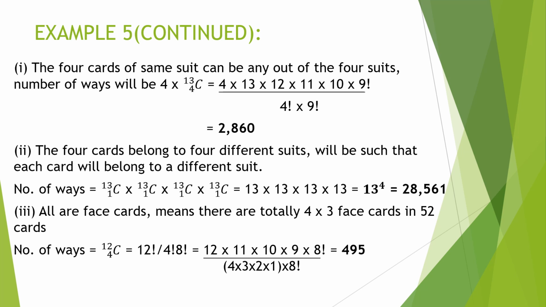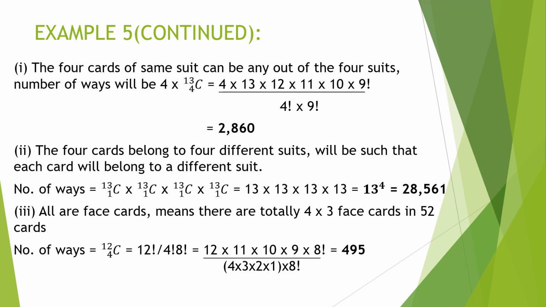That means one should be diamond, one should be spade, one should be heart and one should be club. Each of them are 13 type. Each type has 13 cards. So what are the number of ways? 13C1 into 13C1 into 13C1 into 13C1, which is 13 raised to 4 or 28561 ways.